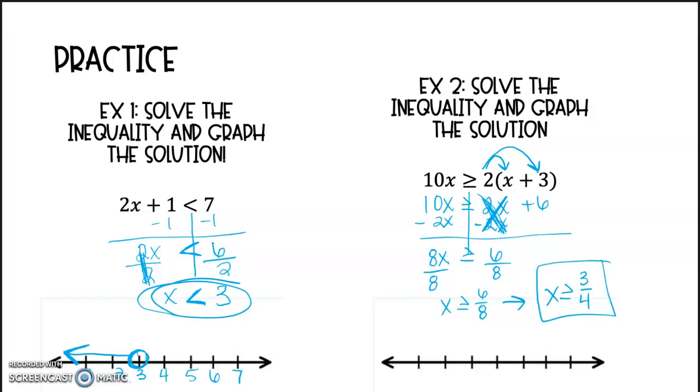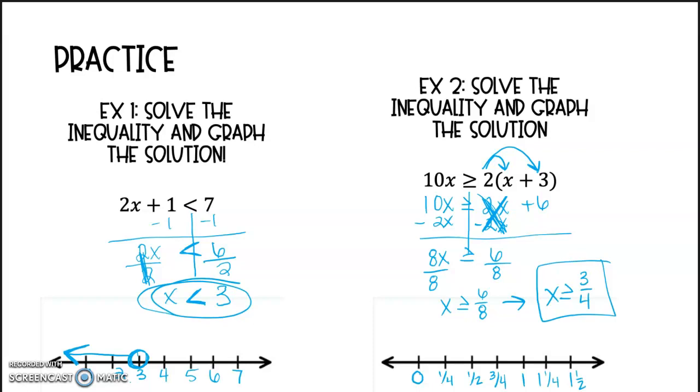So because it's 3/4, I'm going to put fractions on my number line. You could also put it in between the values 0 and 1 if that's what your number line looked like, but it doesn't matter either way. So I'm going to start with 0, 1/4, 1/2, 3/4, 1, 1 and 1/4, 1.5. So x is greater than or equal to 3/4.